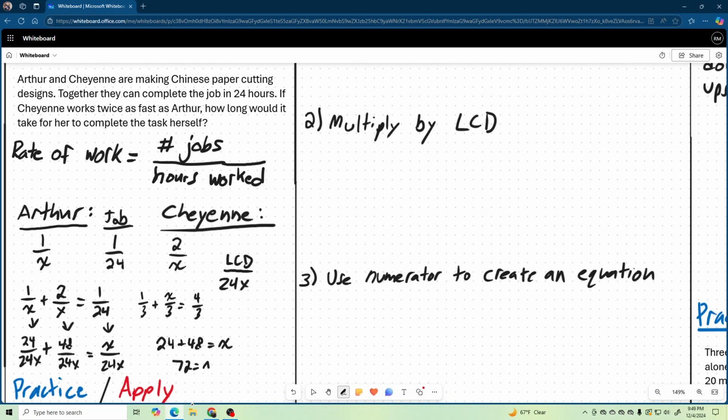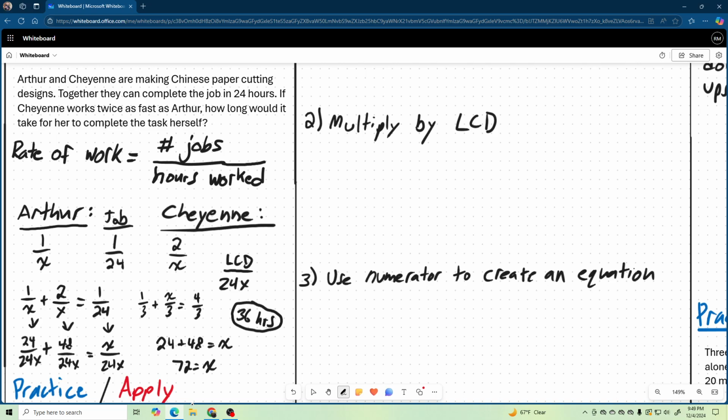And 72 equals x. So if we do one job over x hours, that's Arthur's rate. So how long would it take for her to complete her task herself? So we're talking about Cheyenne. If it takes Arthur 72 hours to do it, then Cheyenne's going to take half that amount, 72 over 2, which is 36. So we know that Cheyenne is going to take 36 hours.